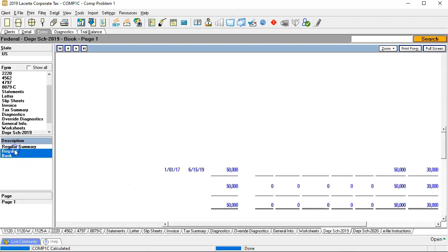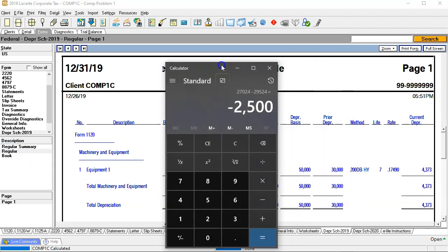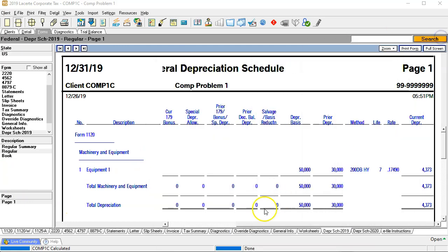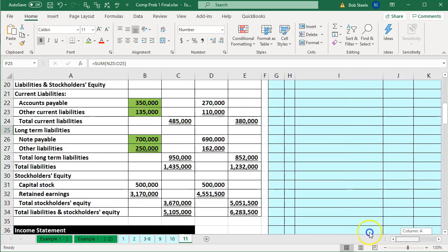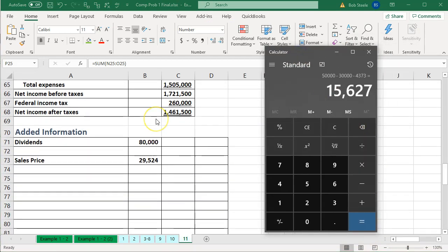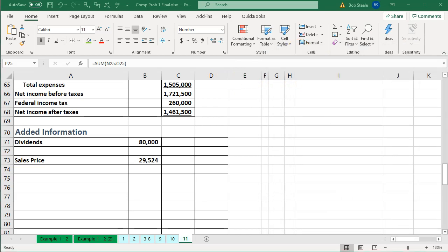So if I go to the tax basis up top, we're going to say, all right, here we had the same 50,000 minus the 30,000 prior year minus the 4,373. That's a 15,627. We're going to take that, and then the sales price. The sales price was this 29,524. There's the 13,897 for the taxes. So we need to record that difference.